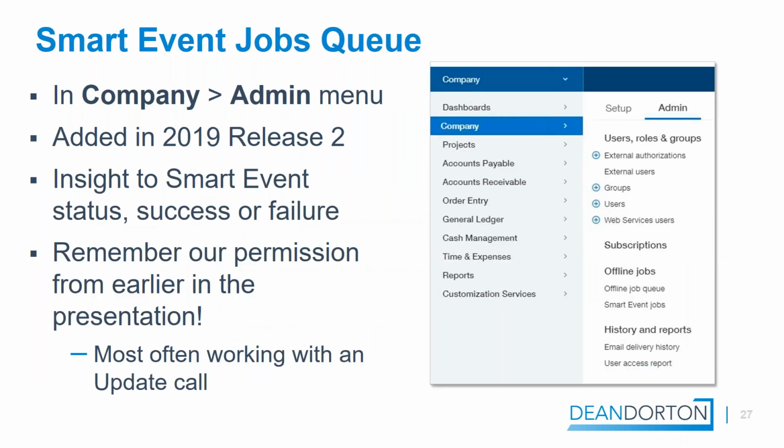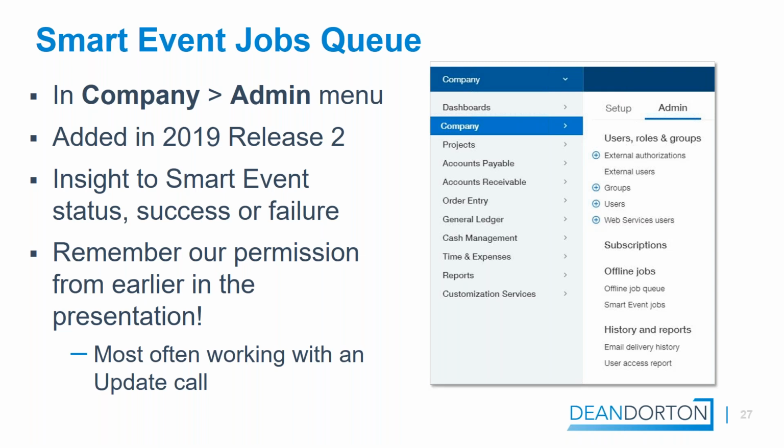Smart Event Jobs Queue. This was added in 2019 release 2. The Smart Event Jobs Queue basically lets you see what's going on with any smart events that are happening in your system. So you can see if the smart event has succeeded or failed. You can see a queue of smart events that are processing and haven't yet happened. And you can also view the failures to see an error message so you can troubleshoot and resolve your smart event. It's a really useful feature, particularly when you're working with smart event API calls.